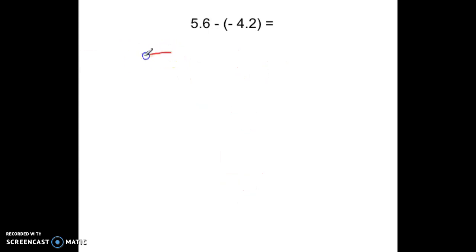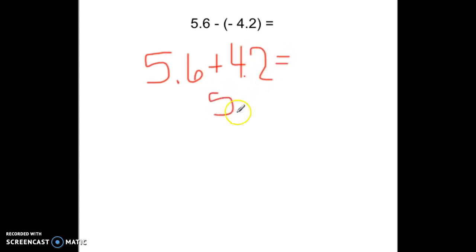Alright, let's look at the second one. It's 5.6, and we're going to change this to addition, and negative 4.2 becomes 4.2. So all we have to do in this case is add because they're both positive. So we'll do 5.6, plus 4.2, and it should come out to be 9.8.